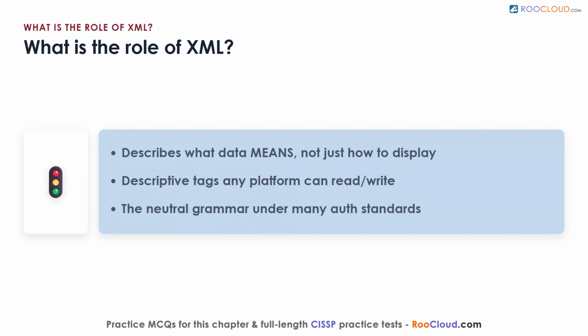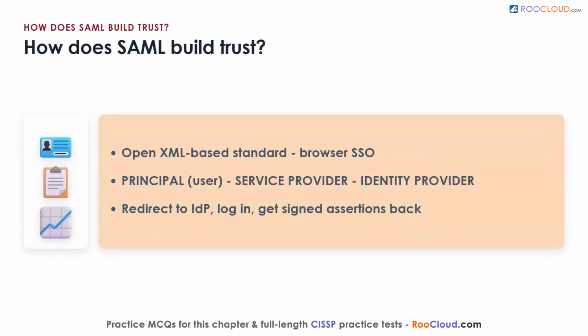Because vendors from many systems can read and write it, XML became a common tongue for exchanging information. Several of the authentication standards you will meet are built on dialects of XML rather than the raw form. Think of it as the neutral grammar that lets different platforms understand one another. Now, the first major standard.